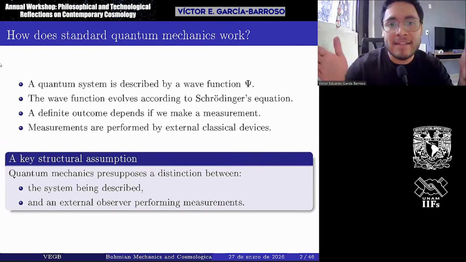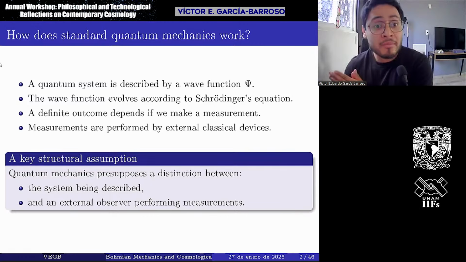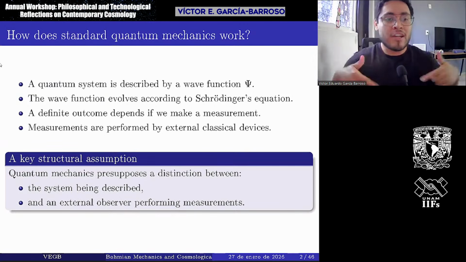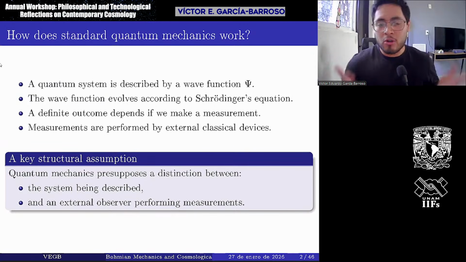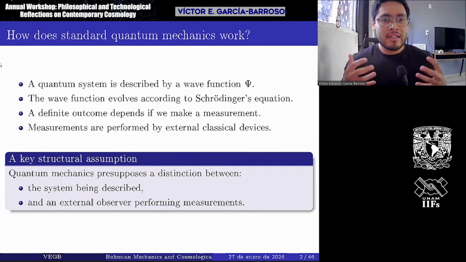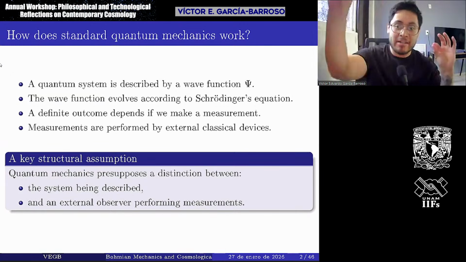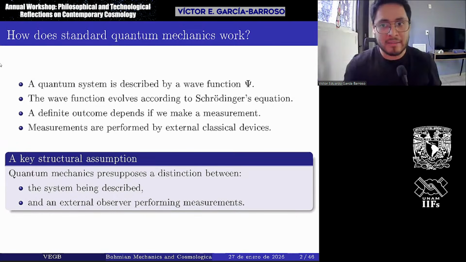And physical states evolve according to the Schrödinger equation. We can compute probabilities by Born's rule. And finally, if we want to get some particular result, something like the position of a particle here or here, we have to make a measurement.